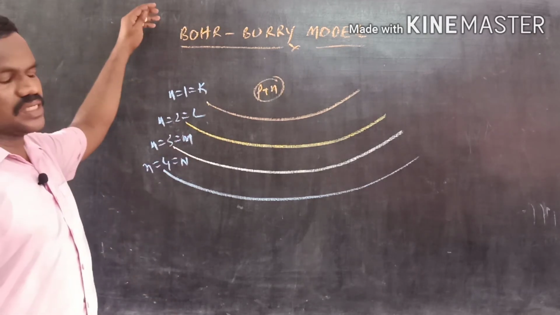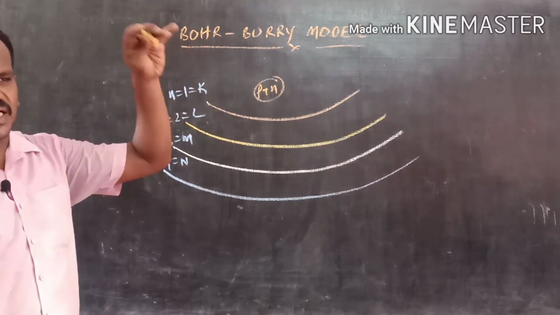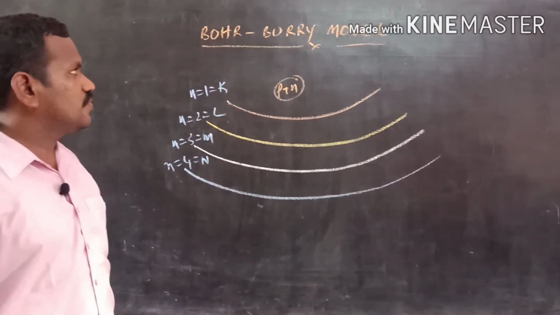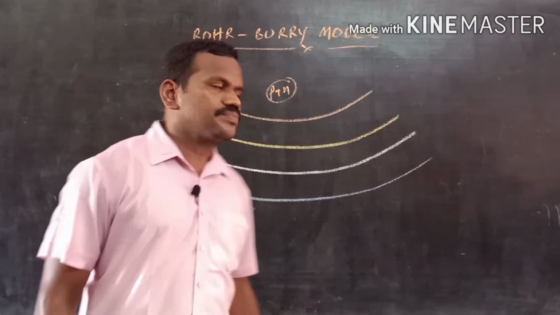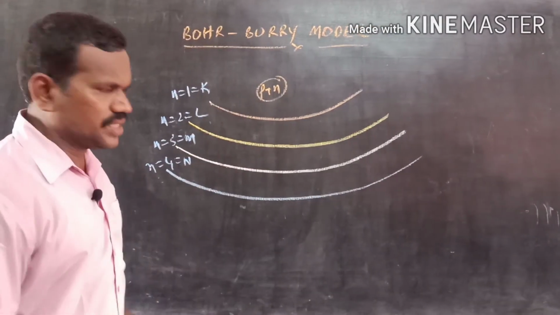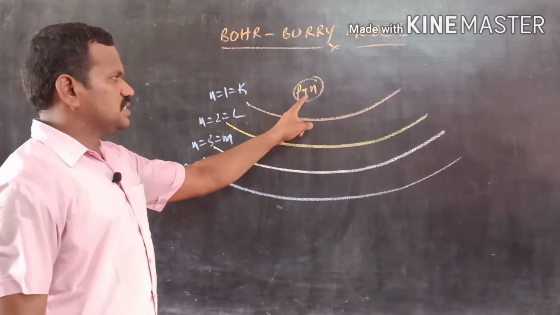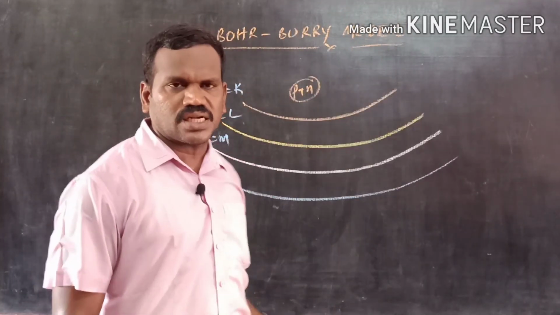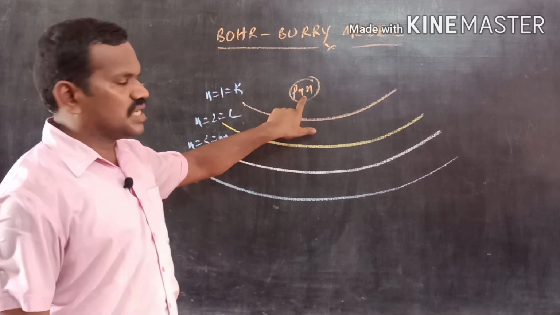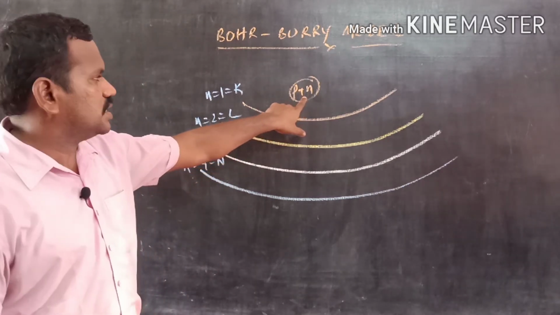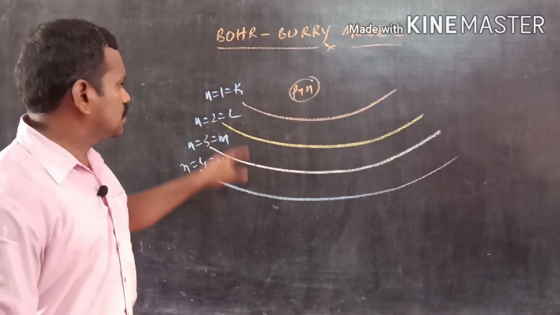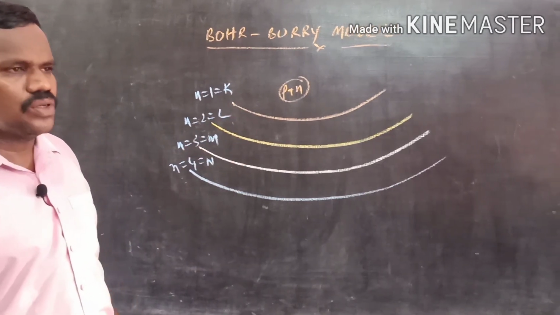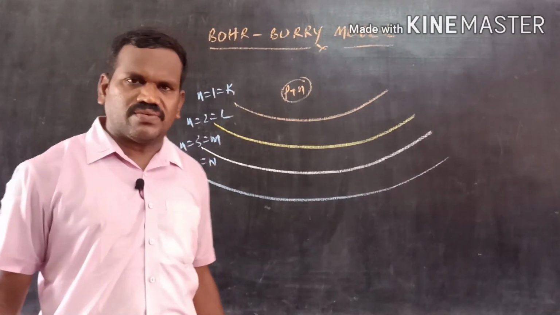Now let us discuss the Zeeman effect and Stark effect, which were explained by Bohr and Bury in the form of the Bohr-Bury model. Here also the same procedure. At the center of an atom, if we consider concentric circles, both protons and neutrons are there, which is called the nucleus, and the electrons are present in the main levels. As we already know, main levels are divided into sublevels.